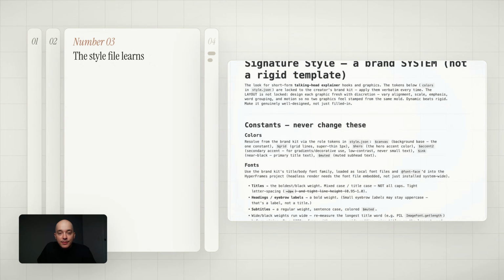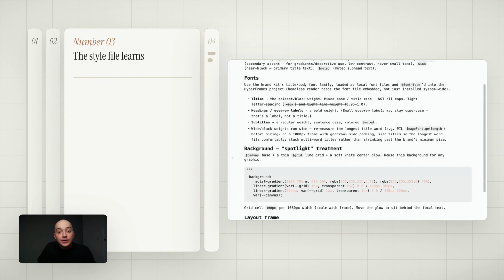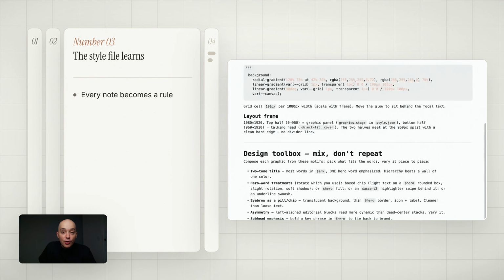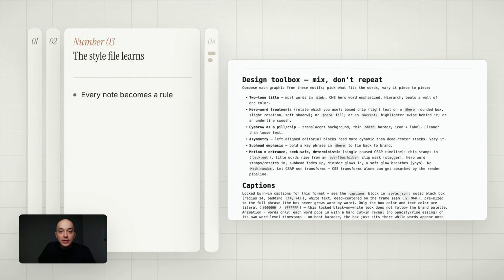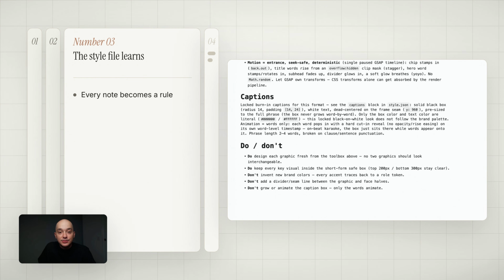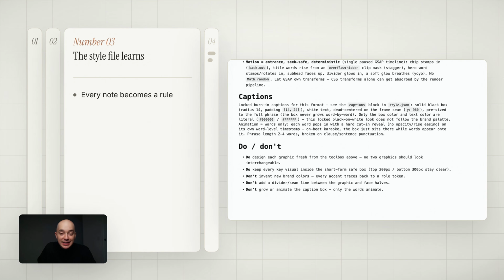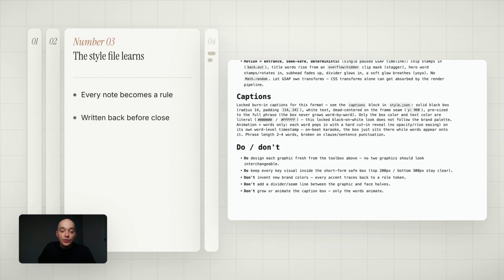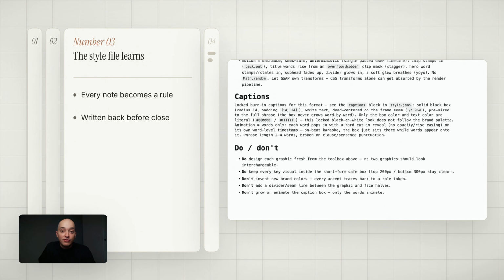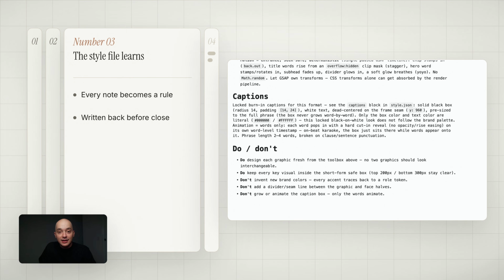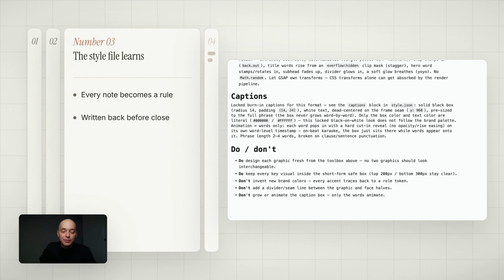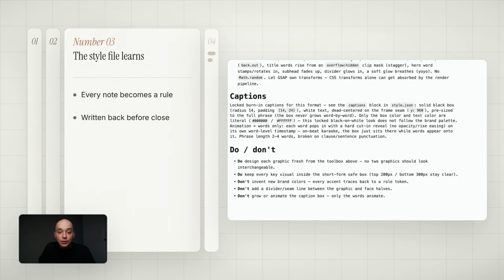Number 3 is making your style file absorb every correction, because right now, every note you give Claude in that final review is a note you're going to give it again next week. The rule I've got in mind is that any correction coming out of the review gets written back into that style file before the edit is closed out. This is really, really important for getting this workflow fully automated over time, because that way Claude is always learning from your inputs.